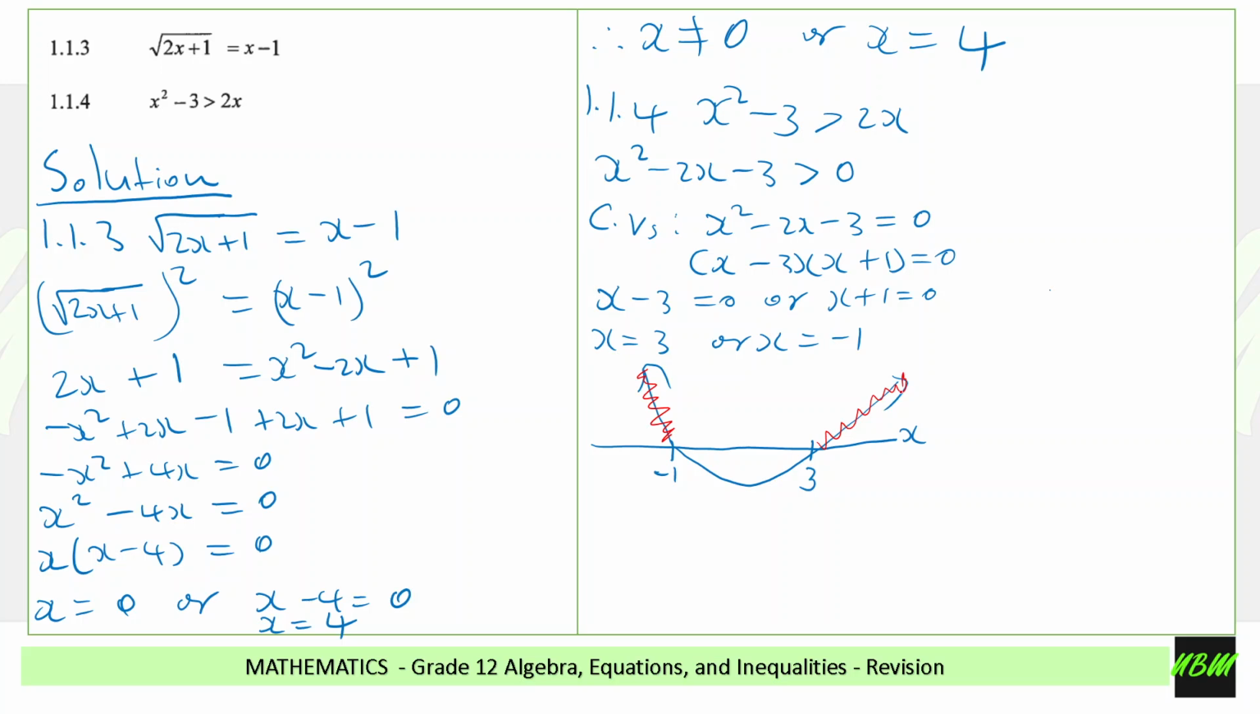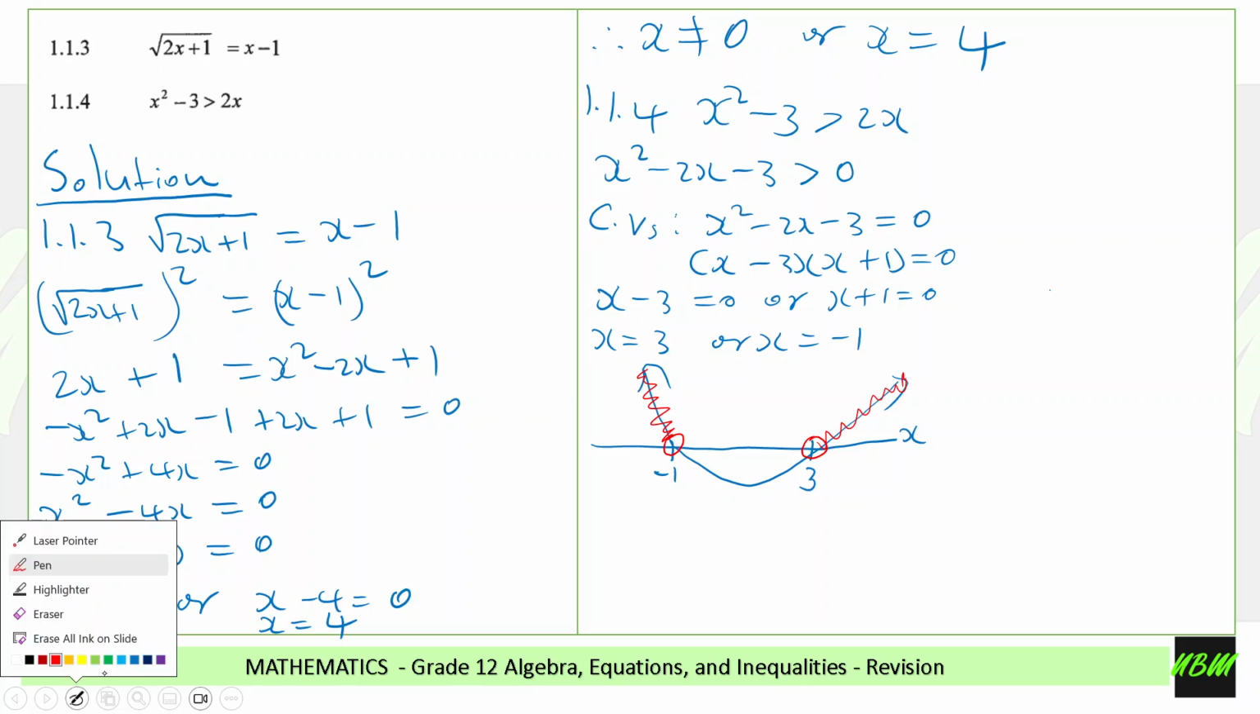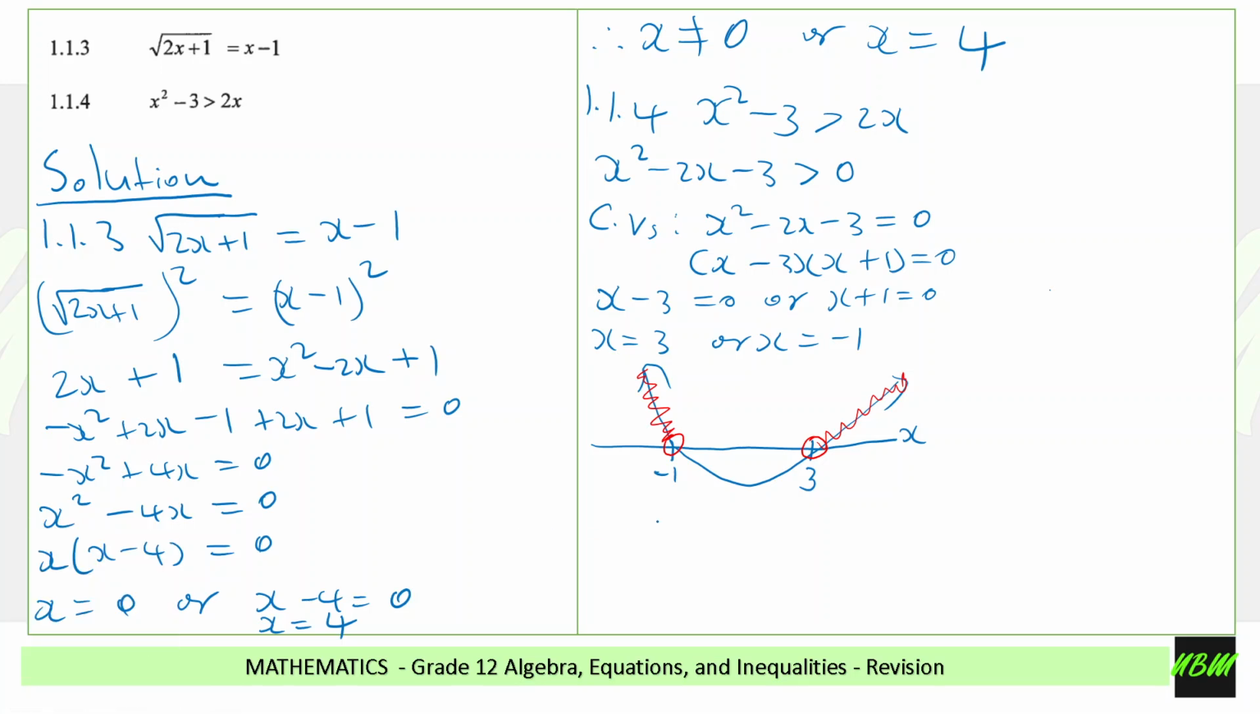Above the x-axis. Now the question is, are -1 and 3 part of the solution? No, because the inequality is just greater than, not greater or equals to. Therefore, how do we show that on the graph? We show that by using open circles. -1 and 3 are not part of the solution. So now we are ready to write the solution.